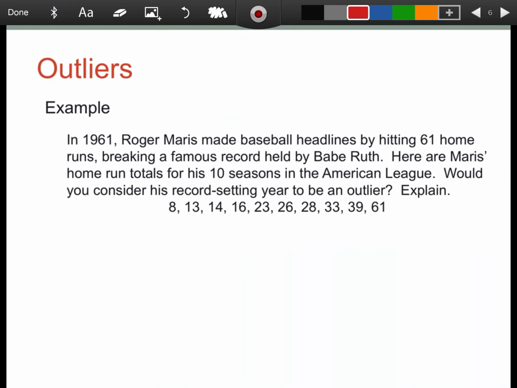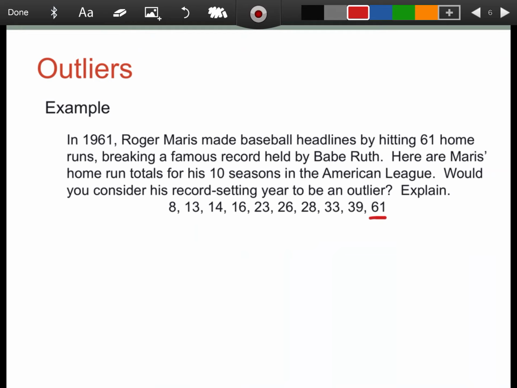So we're going to do an example here. In 1961, Roger Maris made baseball headlines by hitting 61 home runs, breaking a famous record held by Babe Ruth. Here are Maris's home run totals for his 10 seasons in the American League. So would we consider his record-setting year to be an outlier? And his record-setting year is this one right here where he hit 61 home runs.